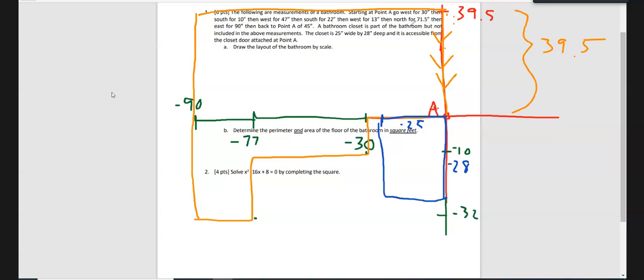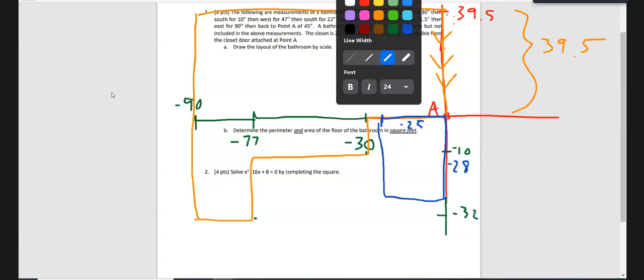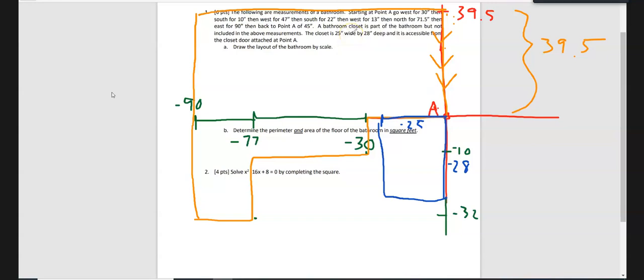Draw the layout of the bathroom by scale. Well, so this is the approximate. To me, this is what they're describing. Yeah, that makes sense. Let me see if I can find a similar problem in the textbook and make sure. Okay. Because usually I can.